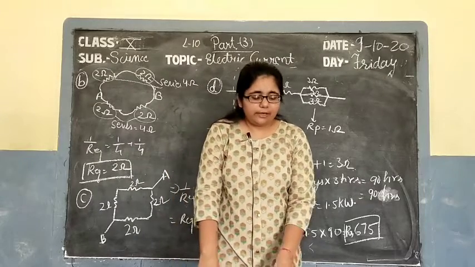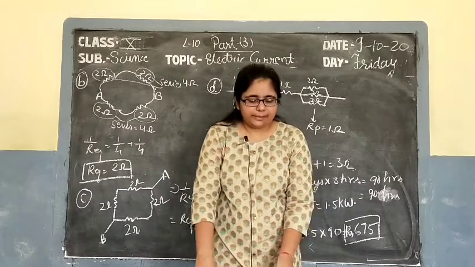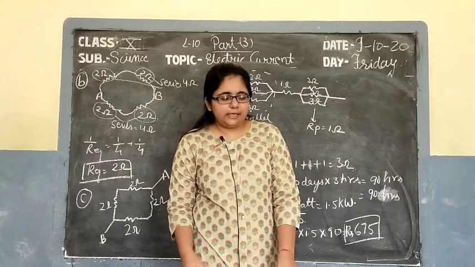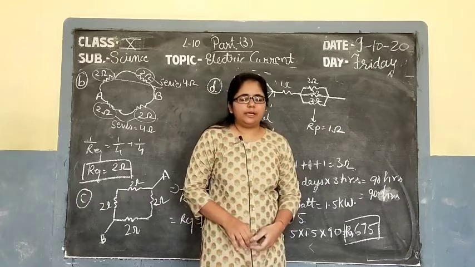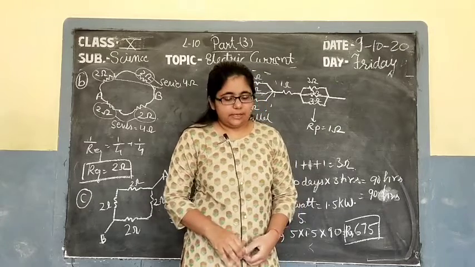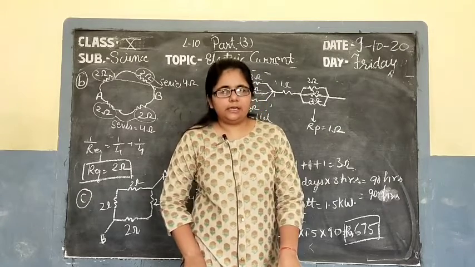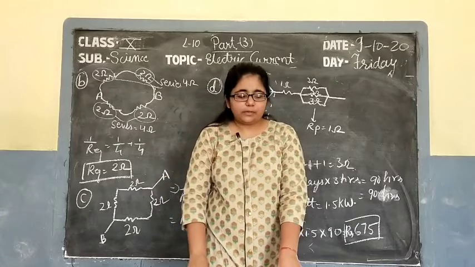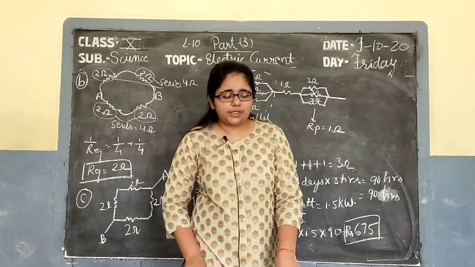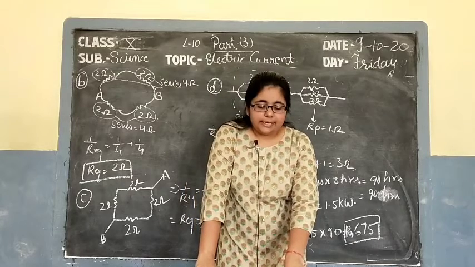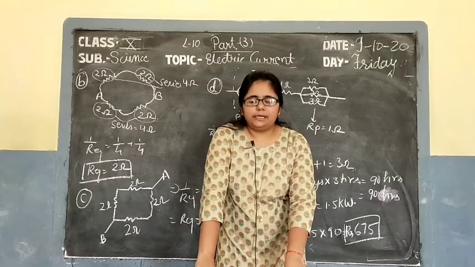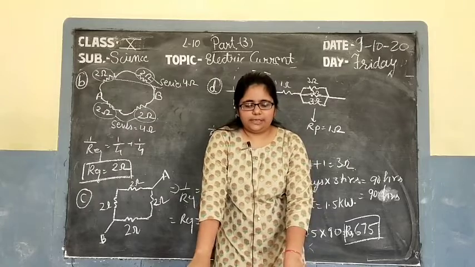So now today we have completed our discussion on the topic electric current, in which we studied about electromagnetic induction, that is generation of electric current by the changing field lines. Then we studied the alternating current and the direct current. That means in alternating current direction is changing, and in direct current direction of current will be constant. In generators, the mechanical energy is converted into electrical energy.